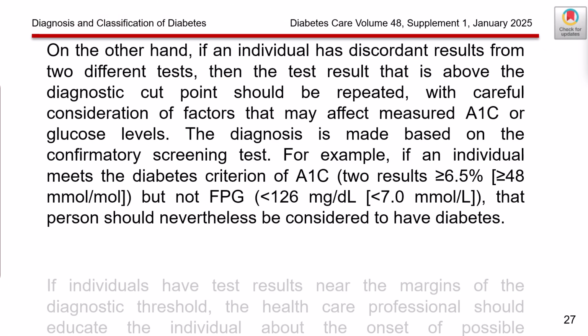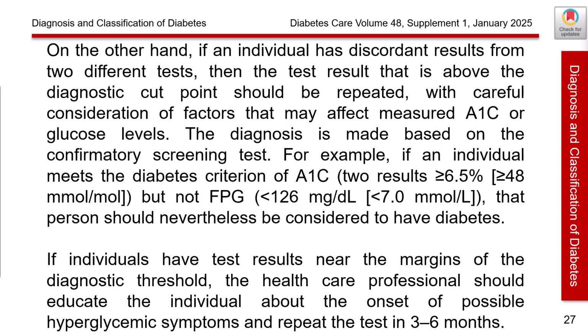On the other hand, if an individual has discordant results from two different tests, then the test result that is above the diagnostic cut point should be repeated, with careful consideration of factors that may affect measured glycated hemoglobin or glucose levels. The diagnosis is made based on the confirmatory screening test. For example, if an individual meets the diabetes criterion of glycated hemoglobin, two results greater than or equal to 6.5%, greater than or equal to 48 millimoles per mole, but not fasting plasma glucose, less than 126 milligrams per deciliter, less than 7.0 millimoles per liter, that person should nevertheless be considered to have diabetes.